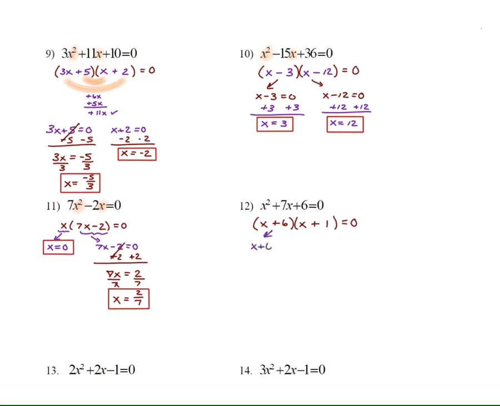Then I can set each factor equal to 0, and then solve each equation separately. So subtract 6 from both sides here, I get x equals negative 6, and then subtract 1 from both sides here, and I get x equals negative 1. So those would be my two answers for number 12.